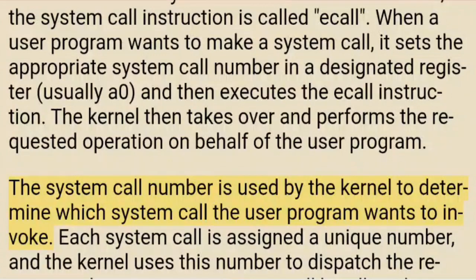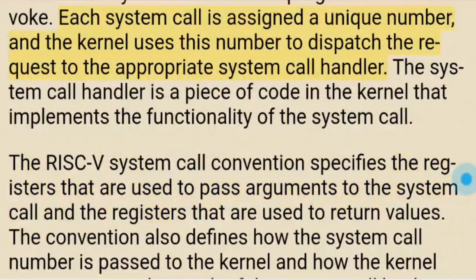The system call number is used by the kernel to determine which system call the user program wants to invoke. Each system call is assigned a unique number, and the kernel uses this number to dispatch the request to the appropriate system call handler. The system call handler is a piece of code in the kernel that implements the functionality of the system call. The RISC-V system call convention specifies the registers that are used to pass arguments to the system call and the registers that are used to return values.